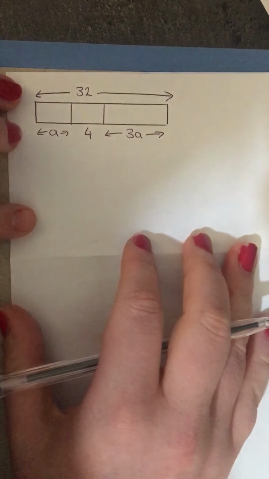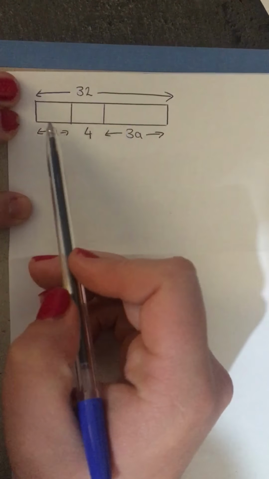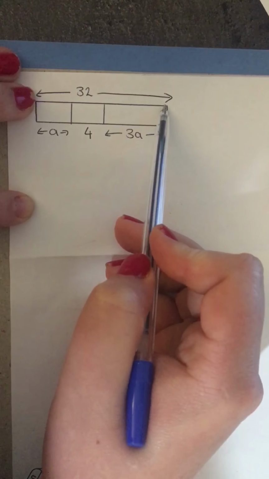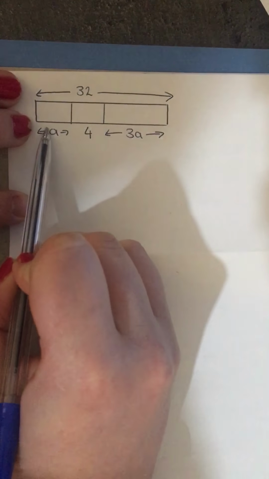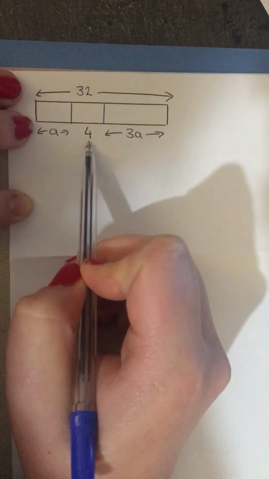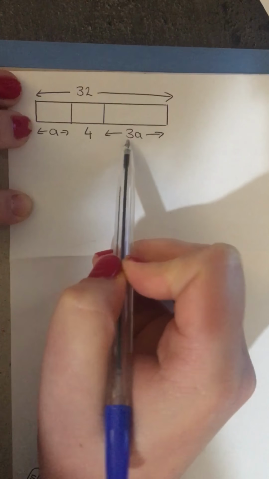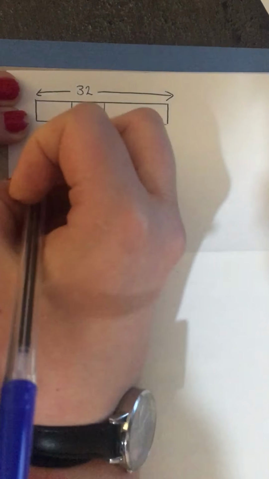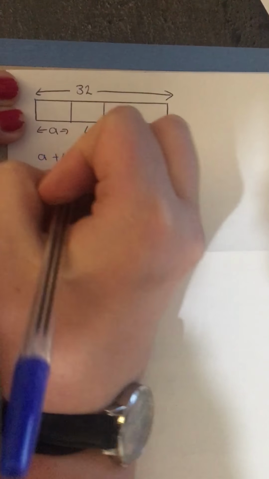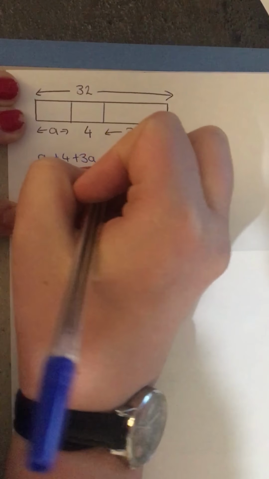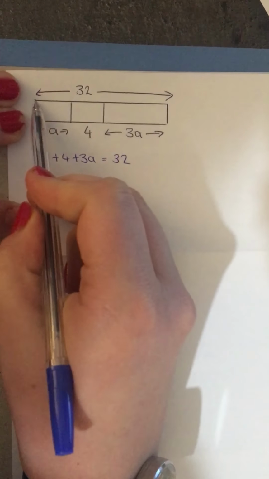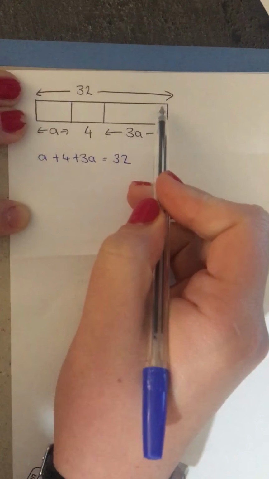Well, I've got one more challenge question here. So again, similar thing. We've got a block of wood split up at 32 centimetres long. Split up, we've got one block of size A, one block of size 4, and one block of size 3A. So using the same principle, we can say A plus 4 plus 3A is all equal to 32, because those 3 bits added together make this big, long bit.